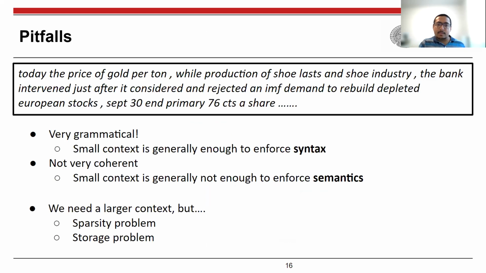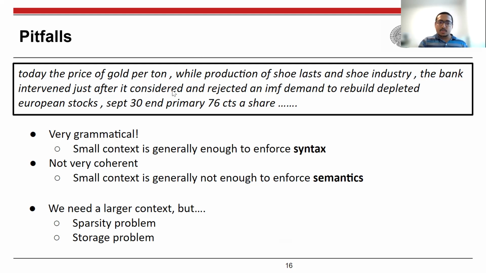And we have seen that if you do it again and again in a sequential manner, you can obtain this kind of text: "today the price of gold per ton while production of shoe lasts and shoe industry." So this is a series of text that looks like it is syntactically okay, but the meaning does not make any sense when you read this particular text.